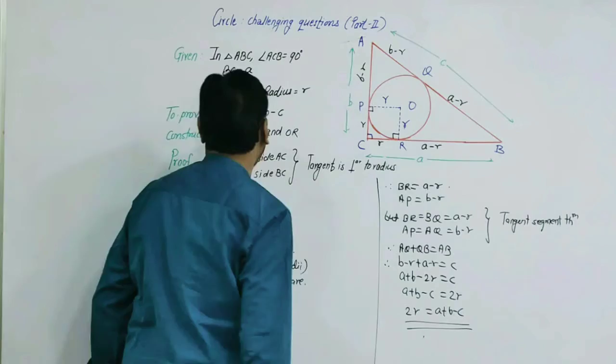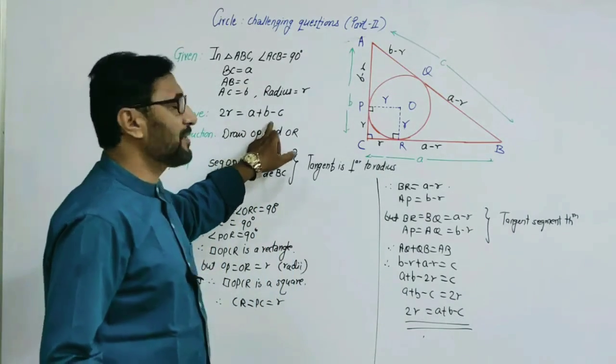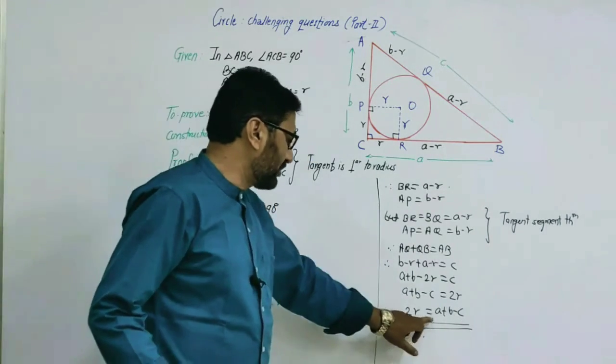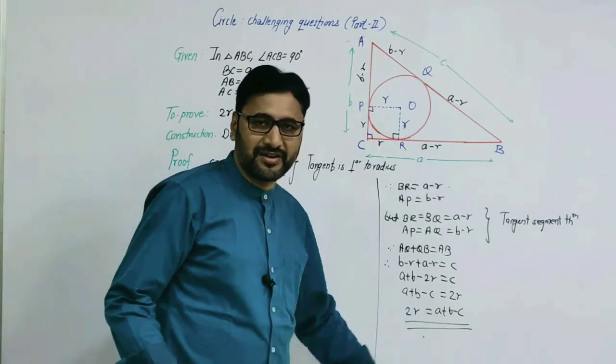And students, what did we have to prove? 2R is equal to a plus b minus c. This is the required result.